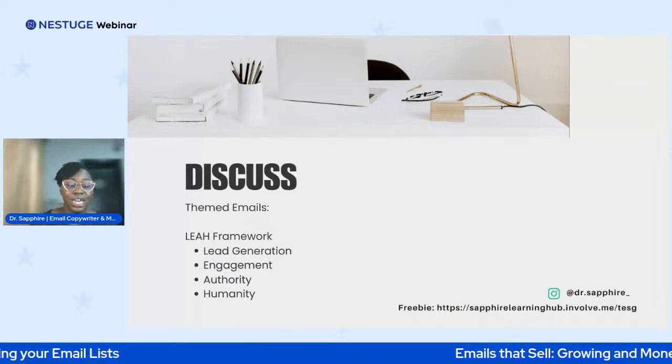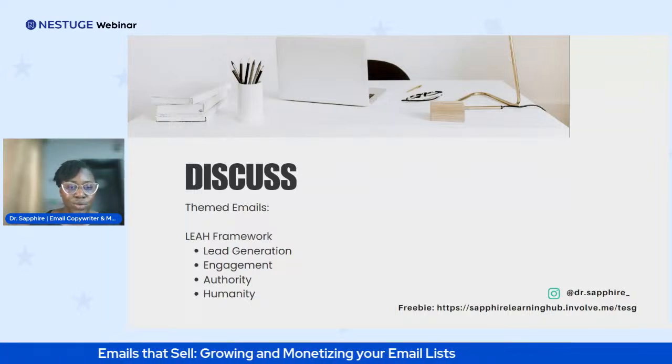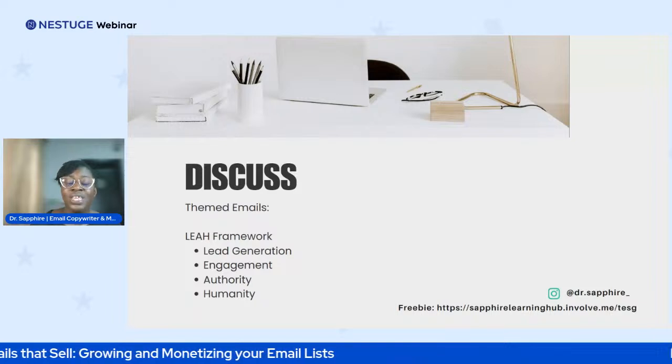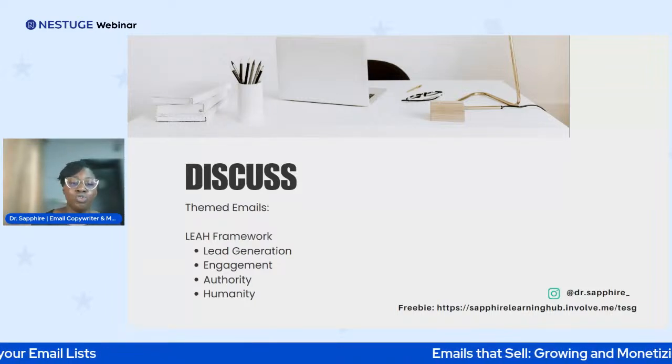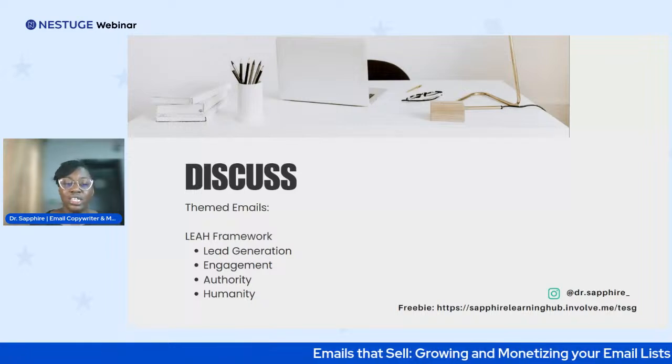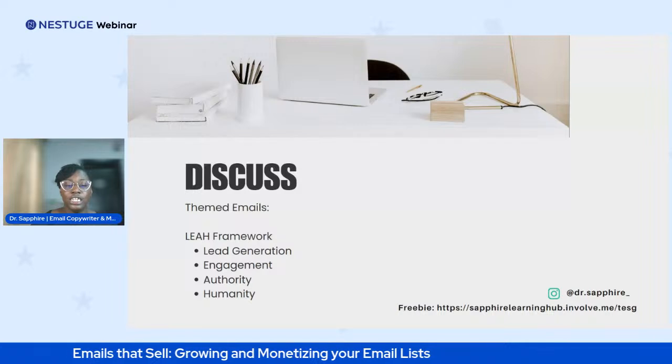Now, this LEAH framework is a framework that I created, which I have found very useful, and it is an action-oriented framework. It's not just about what to write, but the goal of what it is you're writing. Now, we have emails for lead generation, engagement, authority, and humanity. And these are the mix of emails you want to put in your content plan.